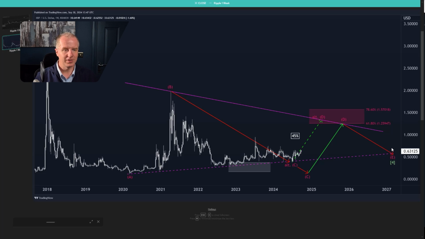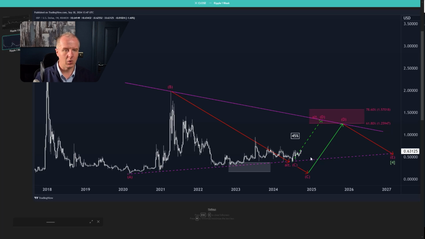That's how these triangles are typically made up, as corrective structures. It's a five-wave move, but a sideways move, with lower highs, higher lows, and a contracting triangle. Overall, we're watching for that rally into that target area, which could actually be a short trade area.